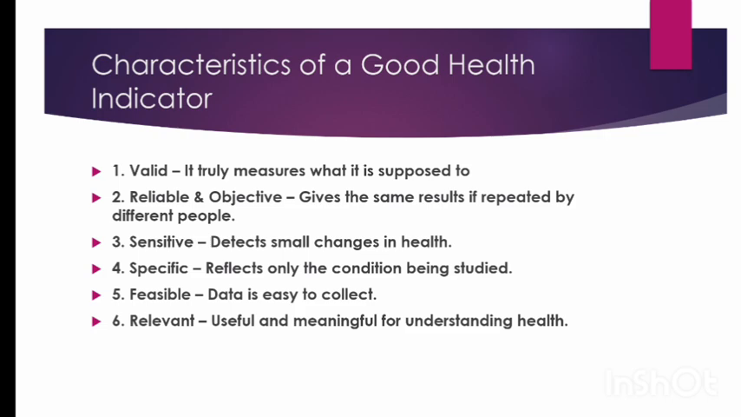Characteristics of a good health indicator. An ideal health indicator should be: 1. Valid, it truly measures what it is supposed to. 2. Reliable and objective, gives the same results if repeated by different people. 3. Sensitive, detects small changes in health.